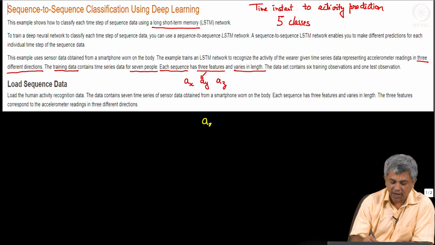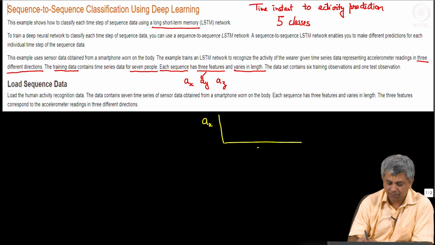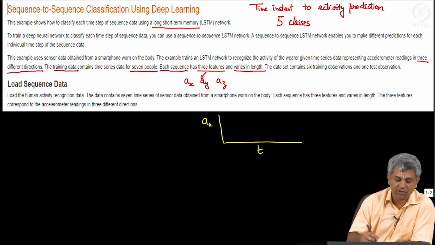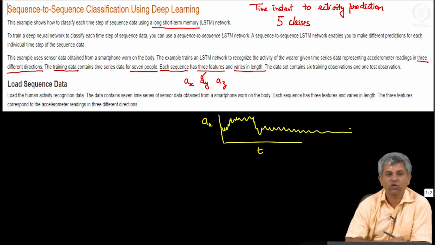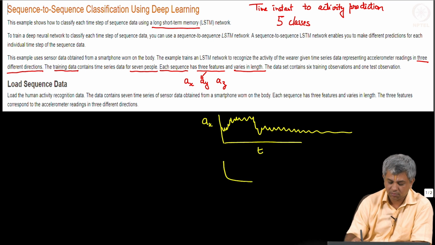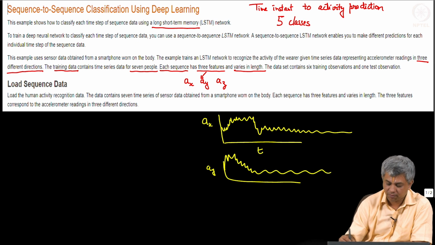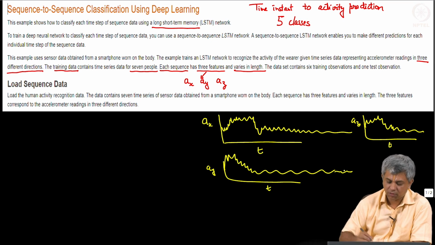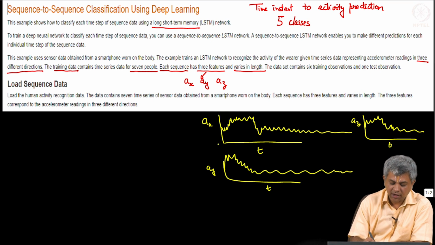Let us say I draw a graph with time, and I am doing some activity for a certain length of time. Okay. So, my acceleration signal looks like this with time in x, looks like this in time with y, and looks like this with time in z. Okay. Now, suppose I am wearing this accelerometer for, let us say, 1 hour.